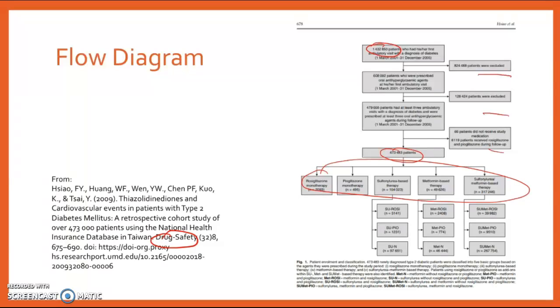So this will save the authors a lot of space, because if they had to put all of this in words in the method section, it would be very, very long. So a flow diagram can really explain a very complex process in a very quick way, without having to spend too much space in your method section to explain it.